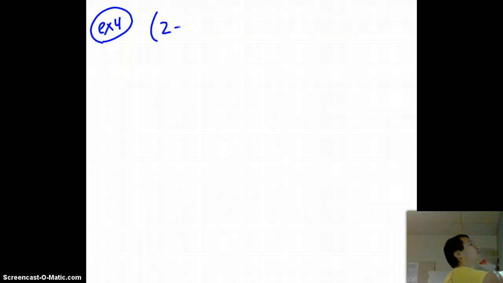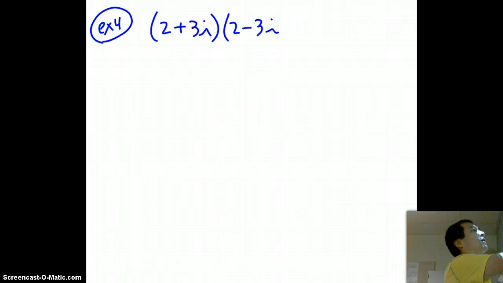I want you to multiply this. Pause the video, write this down, and multiply this. Example 4: can you multiply this out? 2 plus 3i times 2 minus 3i. Can you multiply that out, please, by distribution? Pause it, multiply it out.